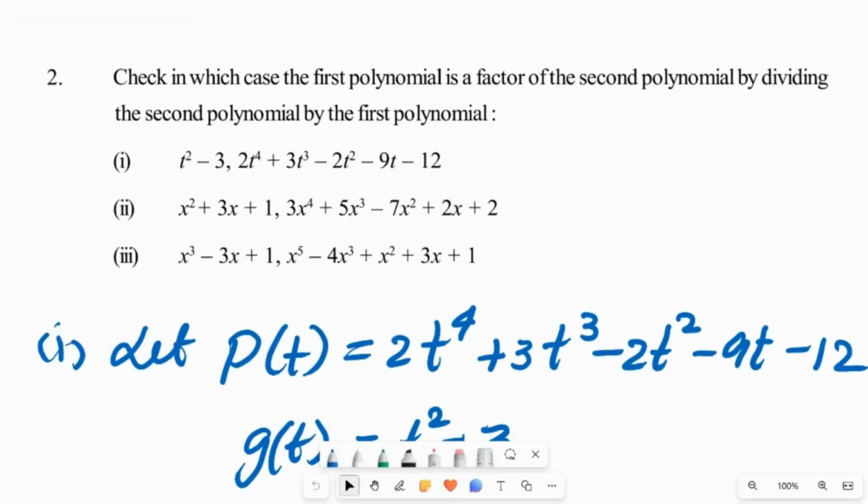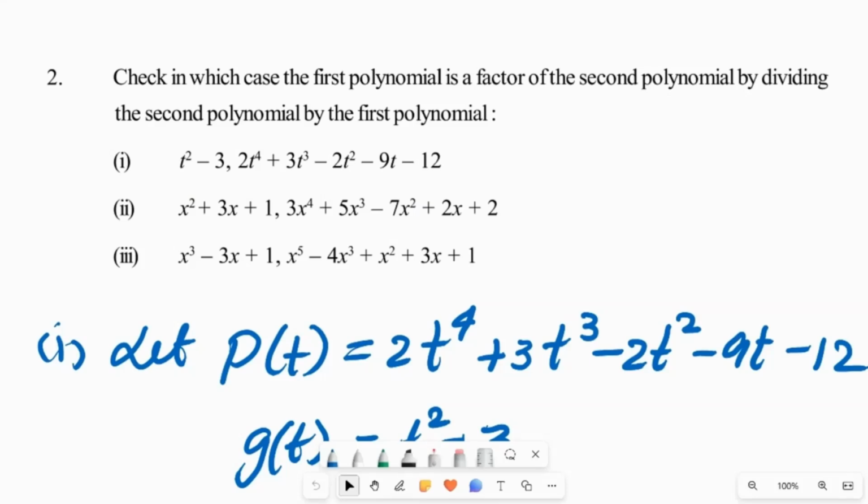The second question of exercise 3.4, we need to check in which cases the first polynomial is a factor of the second polynomial by dividing the second polynomial by the first polynomial. Firstly, why are they asking us to divide the second polynomial by the first polynomial? Because if the remainder is equal to 0 when we divide two numbers, then it is a factor.